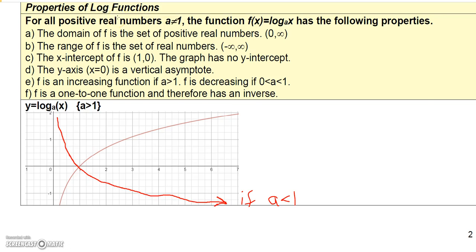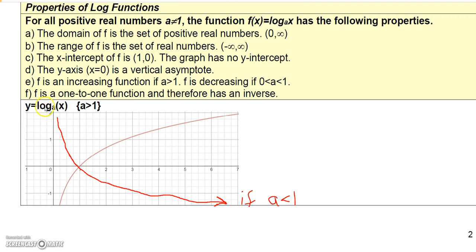This will be a very short video, but I just want to show you here the properties of your log functions. So down here I've actually got two log functions. One I wrote, just hand wrote here, but the first function here, this one that's actually embedded into the graph, is for when a is greater than 1.